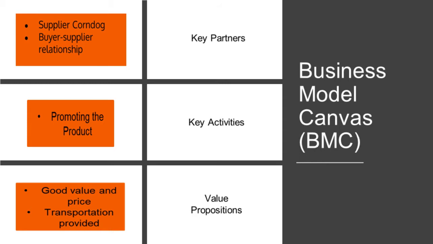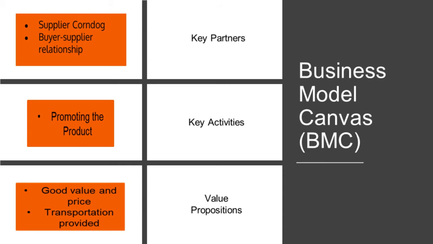Next is key activities. Key activities are the important things our business needs to do to run. It is even more specific than that. Key activities are the key things that we need to do in order to deliver our value proposition to customers. As for Corndog Frozen by Ida, the main activity is selling the corndog by promoting the product on social media. Good promotion will attract people to buy the product directly.